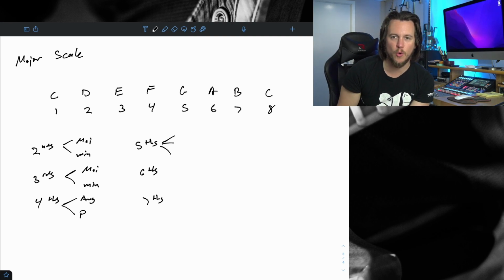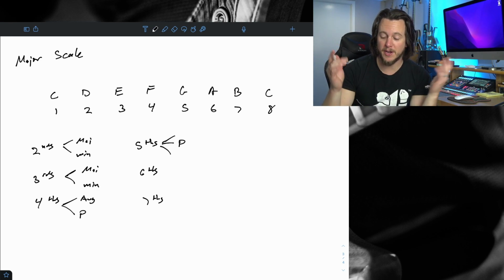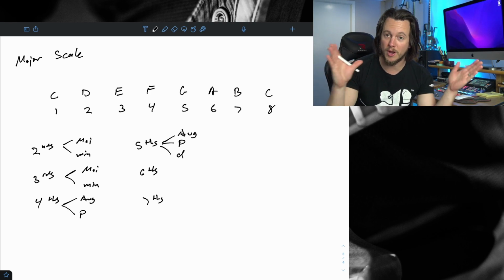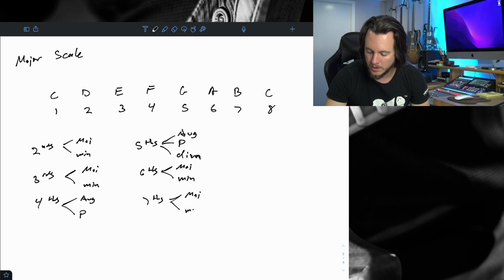Fifths can kind of go one of three directions. In the middle, they are perfect, and then made bigger up a half step, they are augmented, or sometimes they are brought down a half step, they are diminished. Sixths are also either major or minor, and sevenths are also major or minor.